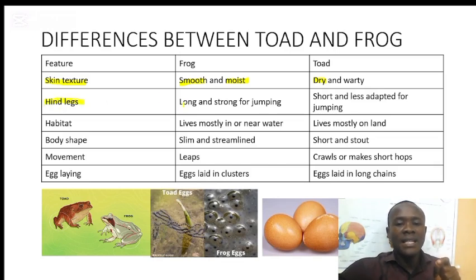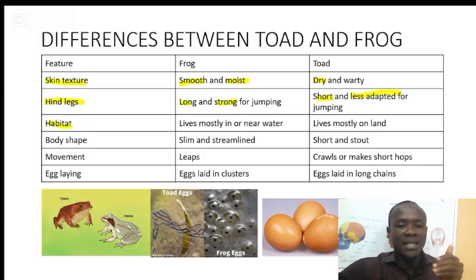The other feature is the hind legs. In here, they are long and strong for jumping. So they can jump a long distance compared to the toad. The toad has short hind legs, less adapted for jumping. So they just jump a short distance and have a rest before they move. Short distance compared with frog.